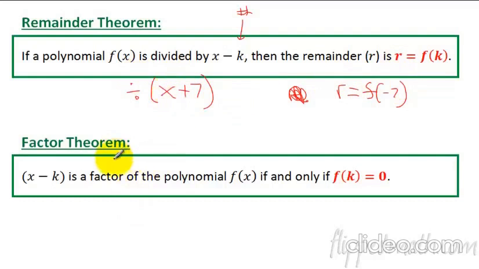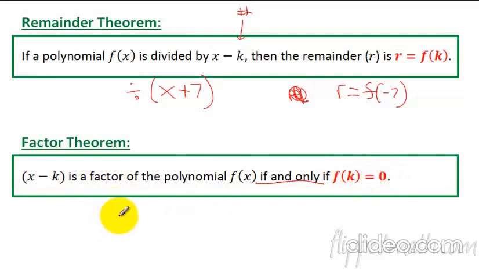Okay, now the factor theorem. If we have x minus k, again, same thing like up here, that's just some number, and it is a factor of the polynomial, whatever f of x is, if and only if, this is a key phrase here, if and only if, when you plug the number in, you get a 0. So in other words, if you substitute it in and you get a 0 value, then it is a factor.